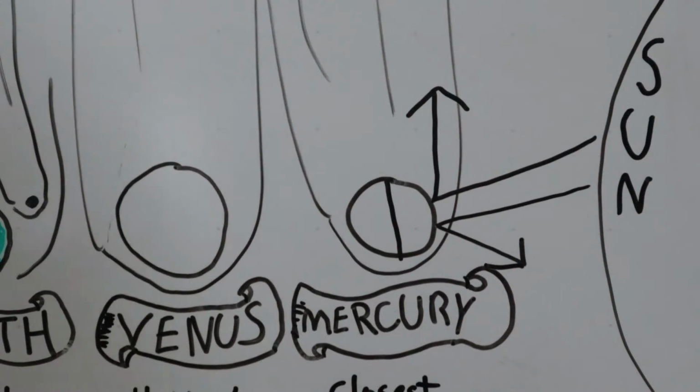So Mercury, although it's the closest planet to the sun, has no atmosphere. And so because of that, it doesn't contain the heat of the sun. The light of the sun simply hits it and then bounces off into space. And that has been represented here by some arrows.